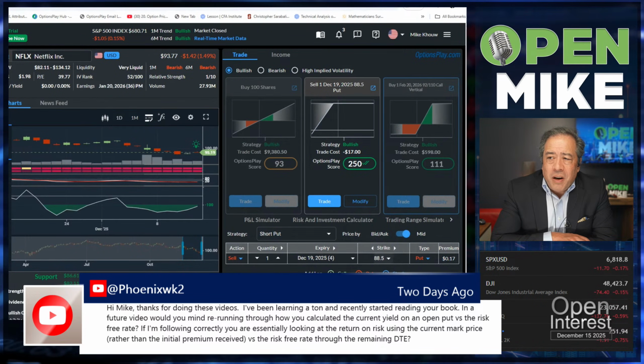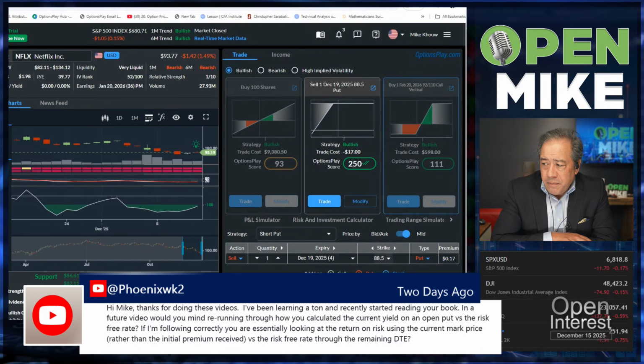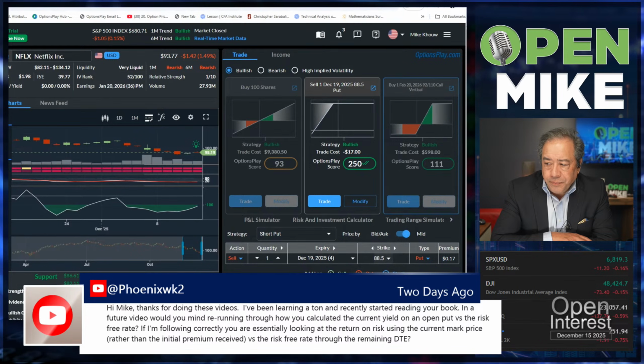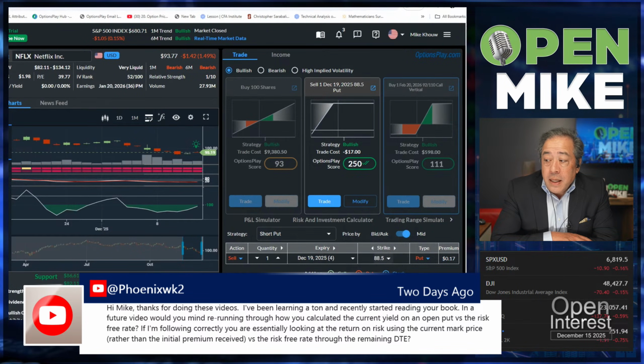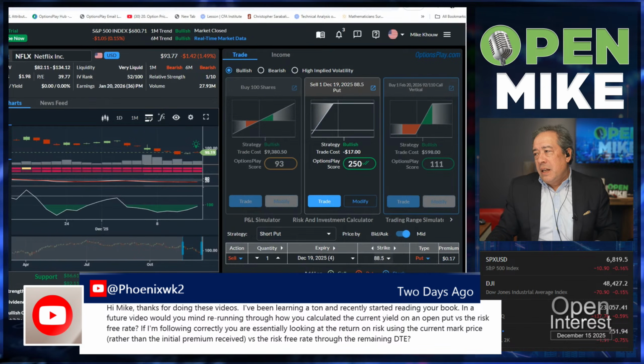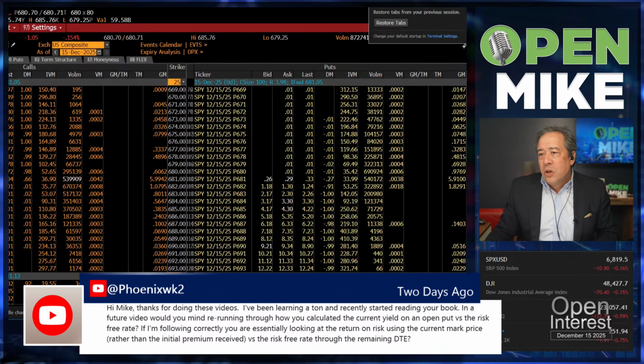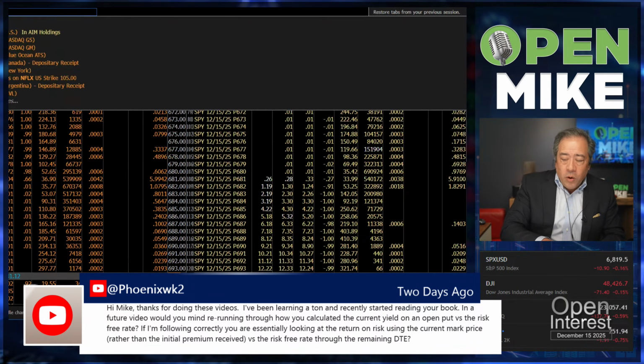So you can say it's a very high chance that the stock does not fall below 88.5. And on an annualized basis, the risk-free rate is still decent. But in a stock like Netflix, I would probably close these anyway. And the reason for that is because in this particular instance, we're dealing with a slightly higher volatility stock. So I will tend to look at these things with a little bit of context.